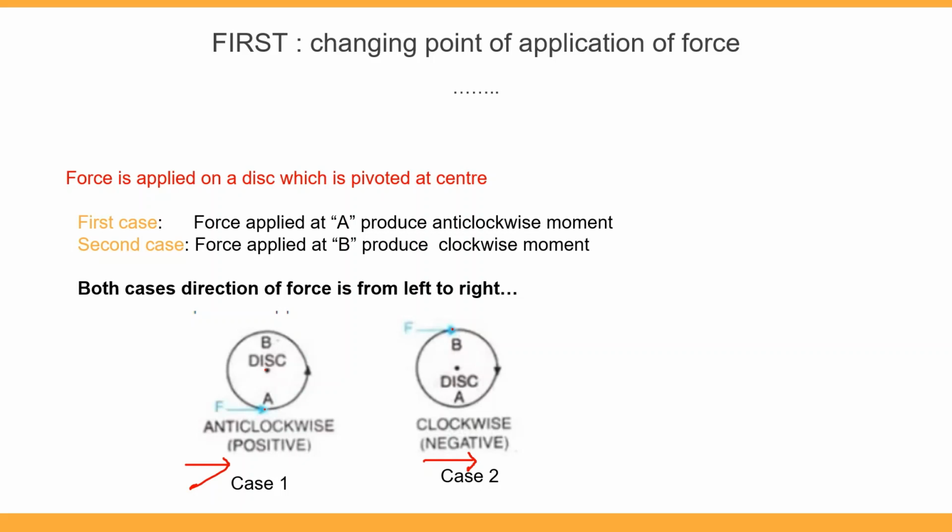So, as we apply force at point A, in first case, the body rotates in anti-clockwise direction. In second case, as we apply force at point B, the body rotates in clockwise direction. So we understood that by changing the point of application of force, the direction of rotation of body changes.